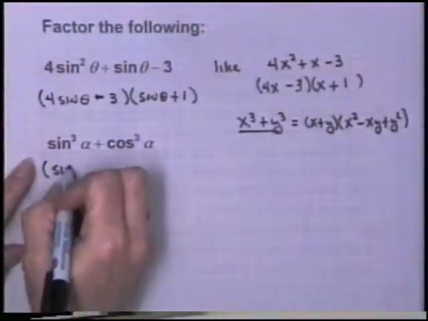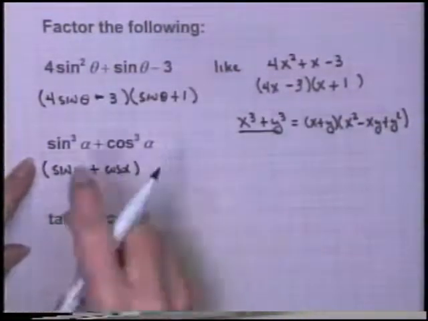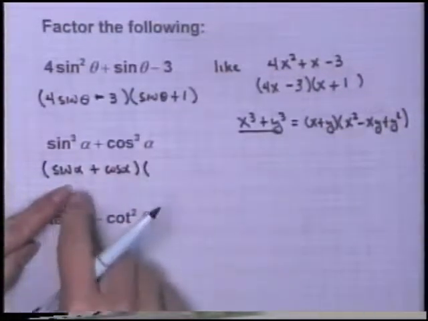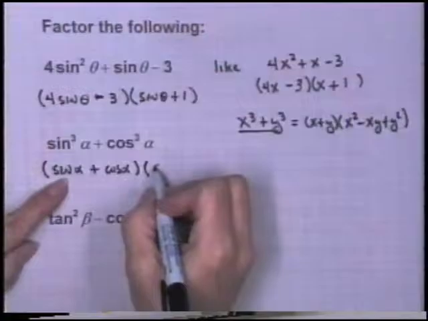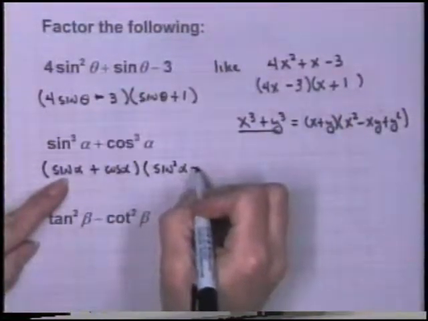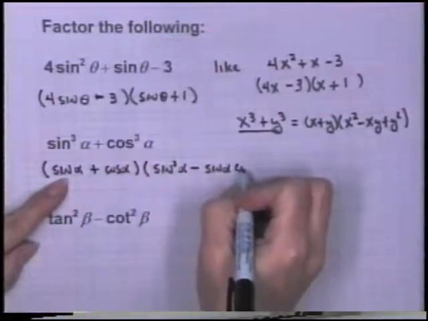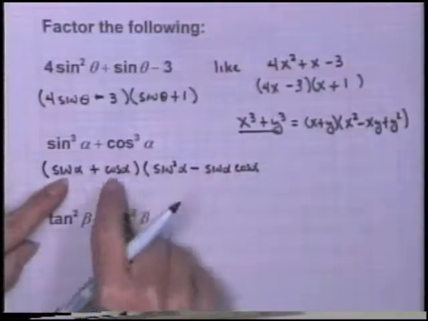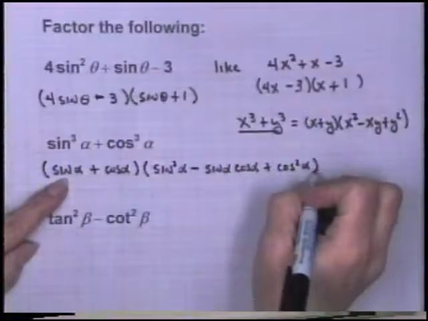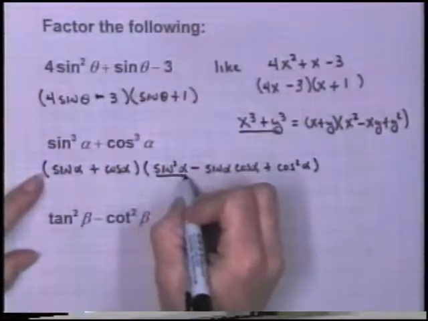My cube roots would be sine alpha and cosine alpha, and because my problem has a plus sign, I'm putting a plus sign between those. Now, for our second factor, we're going to square what we have here, so that will be sine squared alpha, opposite sign, multiply these two, so I have sine alpha times cosine alpha, and then we square this last one, plus cosine squared alpha. Now we have this thing factored, but I want to notice something right here.